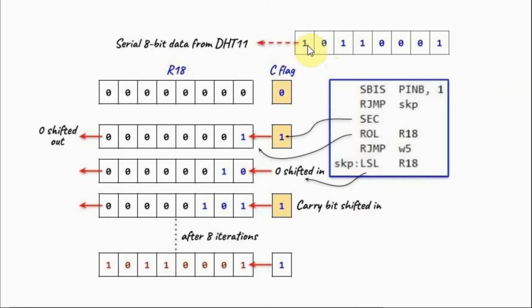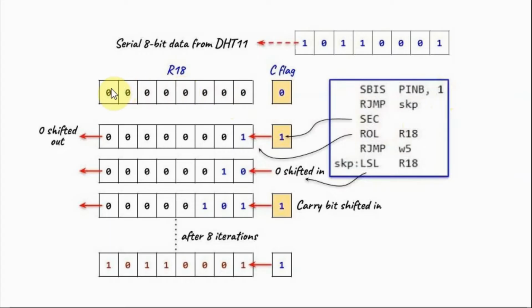As an example, let's say the sensor sends this byte of data to the microcontroller, and this represents the most significant bit, so this is shifted in first into the controller, and we need to determine whether this bit is a 1 or 0. We can do this by using this instruction here, skip if bit is set. So in this example we have a 1, so this instruction becomes true. We skip the jump, we go to the next instruction.